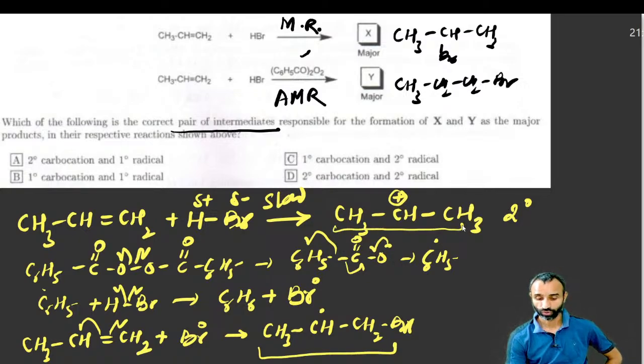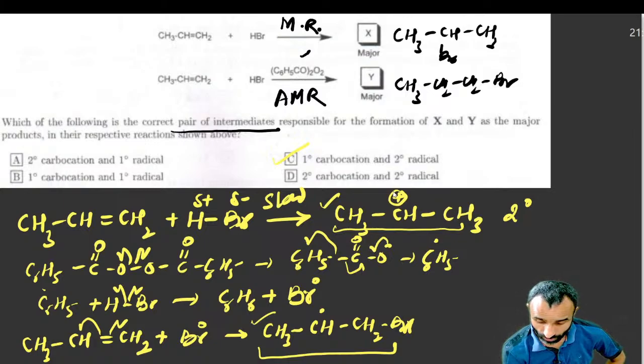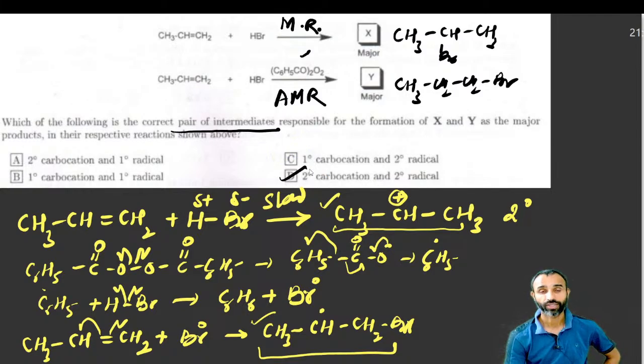So in both the cases we get secondary intermediates: secondary carbocation in the first case and secondary radical in the second case. So it should be option C. Sorry. Okay, sorry. Secondary carbocation, secondary radical.